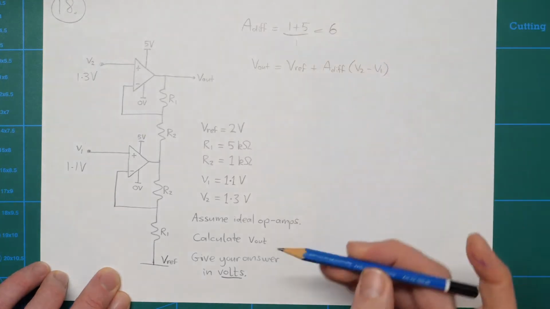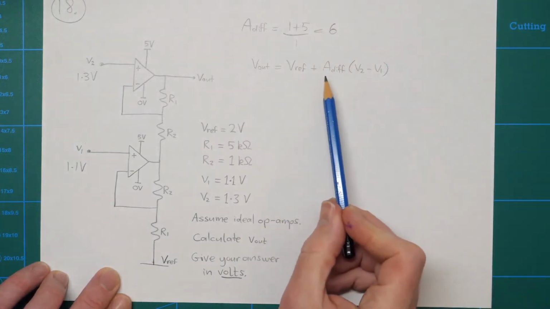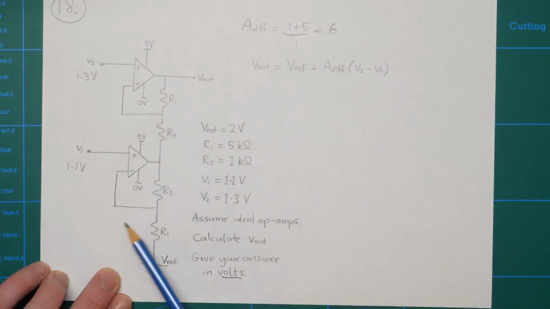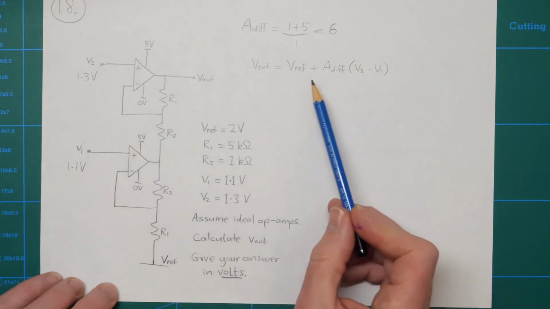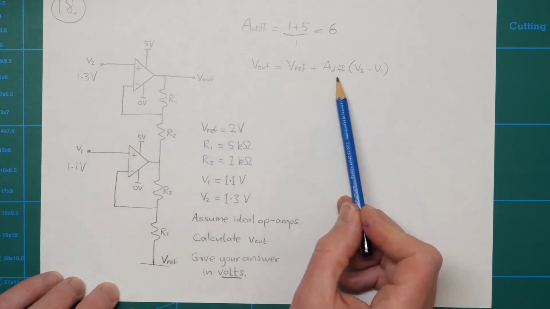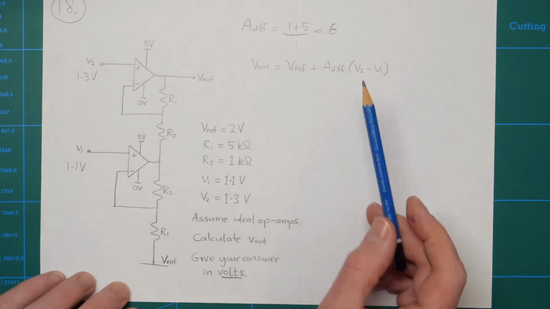Now again, I've left out the term here for the common mode gain, because we're assuming this is an ideal circuit. These resistors are perfectly matched and these are ideal op amps. So the common mode gain is going to be 0. So I only need to worry about the reference voltage and the differential gain.